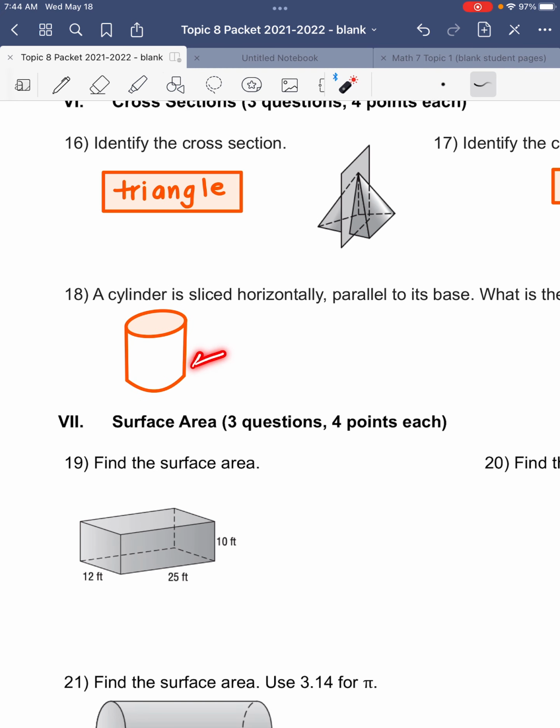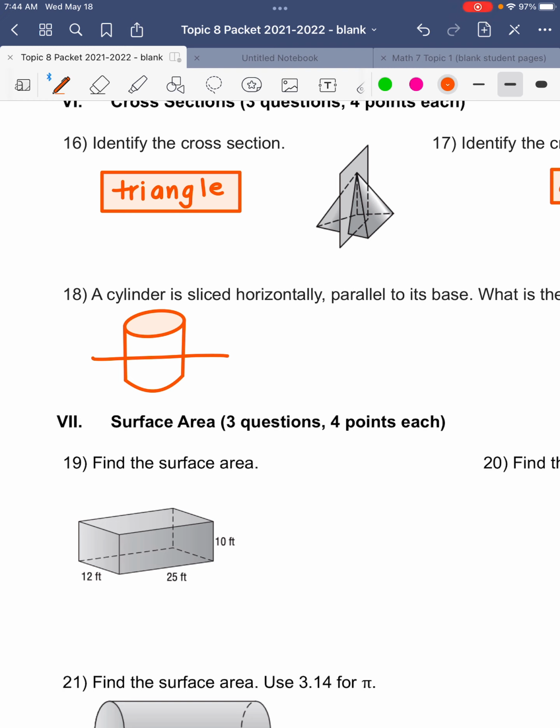Well, the base is down here and up here. It's what I have 2 of, and I have 2 circles. So we're slicing this figure parallel to the base, like that. Well, when we open it up, what shape will we see? Anytime we slice parallel to the base, my cross section matches the base. The base is a circle, so my cross section is a circle.